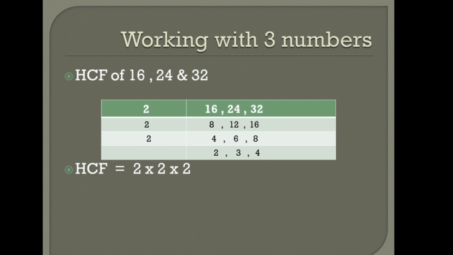So now the HCF will become 2 multiplied by 2 multiplied by 2. In the next step, 2 multiplied by 2 will become 4. In the next step, 4 multiplied by 2 will become 8. That is how we come to know how we can work out the HCF for 2 or more than 2 numbers.